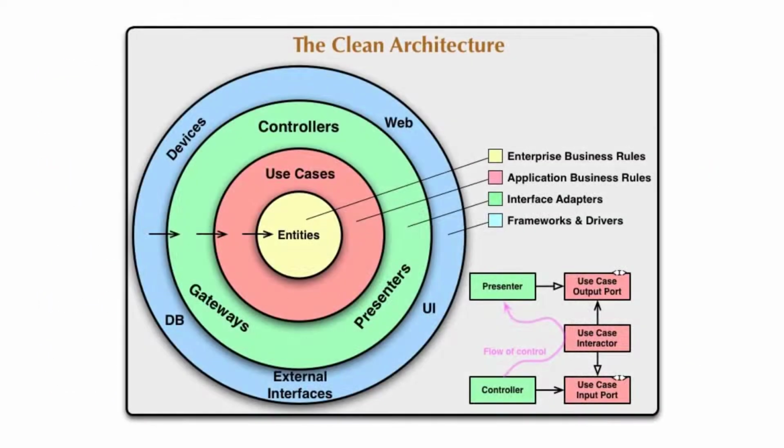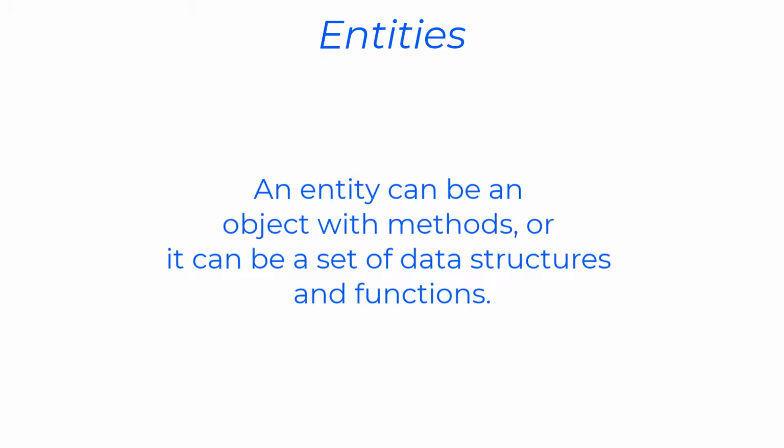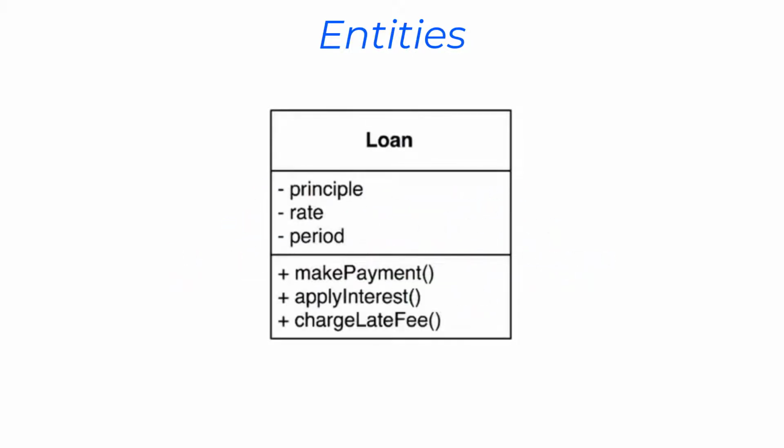Let's see the clean architecture from a very high level. This schematic is proposed by Uncle Bob. But what do the circles mean, and what are the various terms here? An entity can be an object with methods, or it can be a set of data structures and functions. For example, this shows what a lone entity might look like. It has 3 pieces of critical business data and presents 3 related critical business rules at its interface.